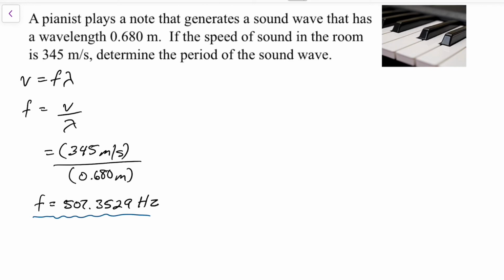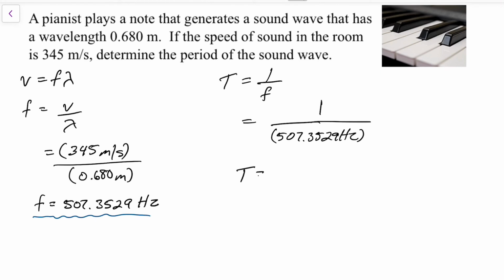You're asked to find the period of the wave. Well, not exactly rocket science. Period and frequency are reciprocals, so the reciprocal of 507.3529 hertz, and we get the period, rounded off to 3 significant digits, 1.97 times 10 to the negative 3 seconds.